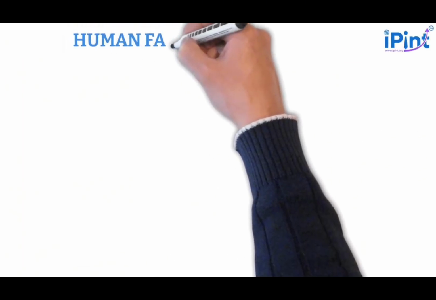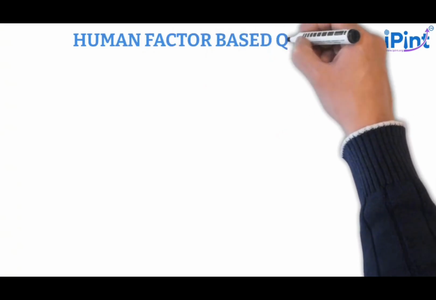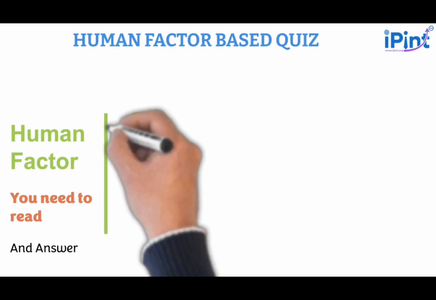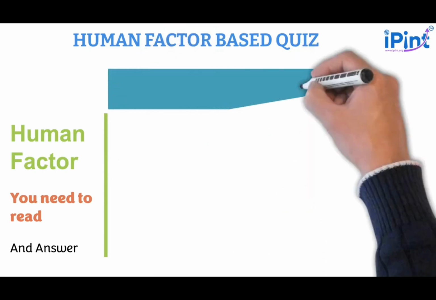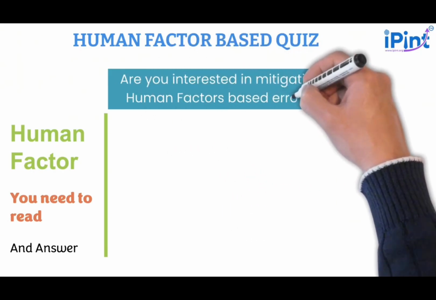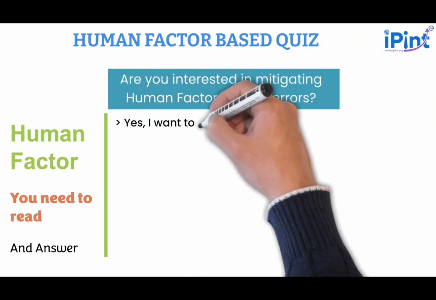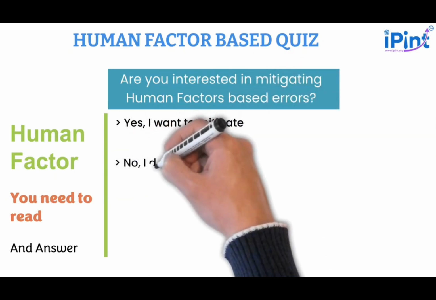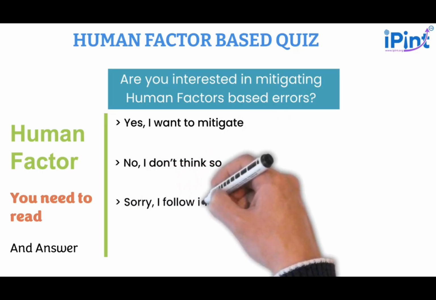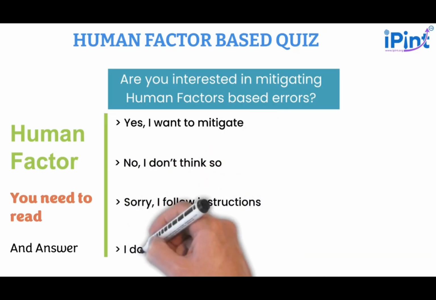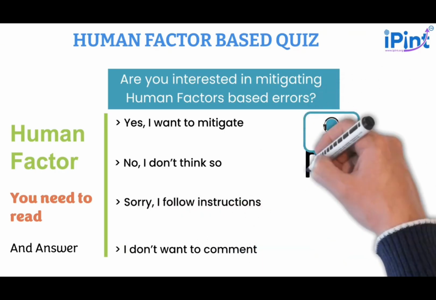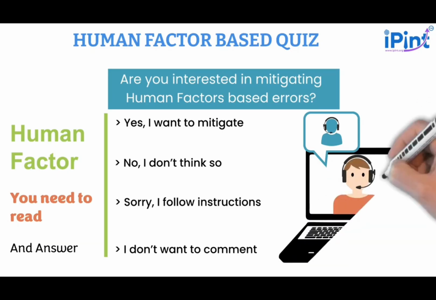We have one more question for you. On the screen, you need to read the question and answer from the given options on right-hand side. So the question is, are you interested in mitigating human factors-based errors? First option is yes, I want to mitigate. Second option is no, I don't think so. The third option is sorry, I follow instructions. The fourth option is I don't want to comment. What are your thoughts about it? Comment down below in the comment box.